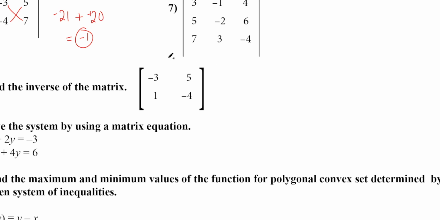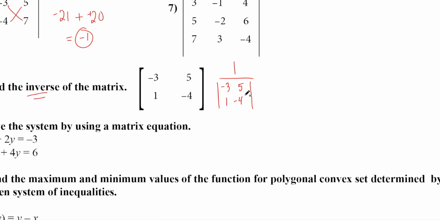So here's what we're going to do. We're going to go 1 over the determinant of this matrix. I'll write it all out so you see what we're doing. That's the first part. You're going to go 1 over the determinant.